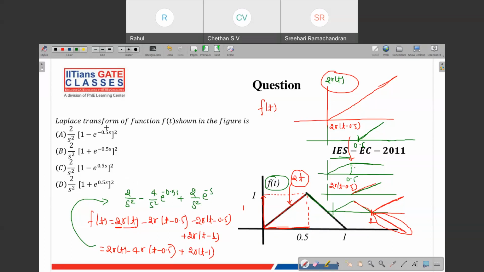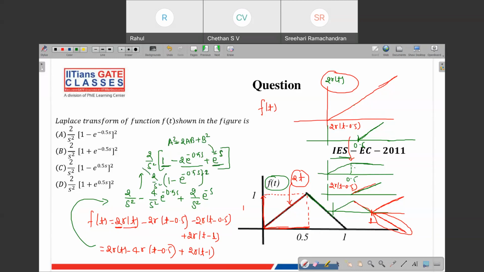This one again, if you compare with all the options, here it looks like it is given in a different form. So you can again write it like this: take the 2 by s square common, you will be left with 1 minus 2 into e to the power minus 0.5s plus e to the power minus s. So if you see, this is something like a square minus 2ab plus b square form. This is b square, this is 2ab, this is a square. So you can write it as 2 by s square, (a minus b) whole square. So b will be e to the power minus 0.5s. Okay. So this will be the answer.